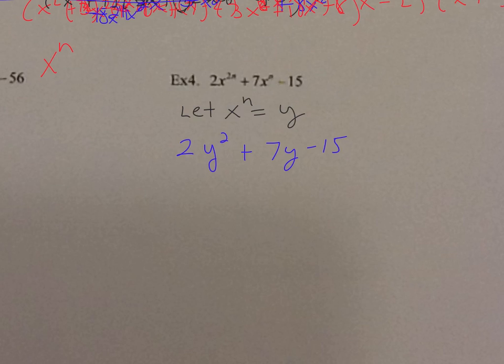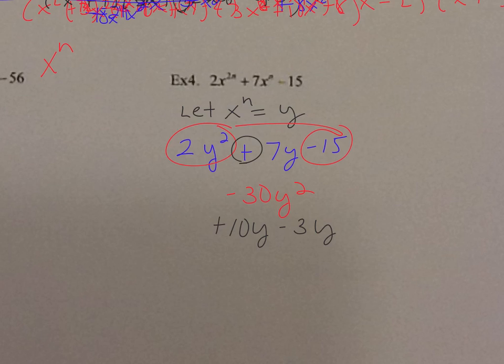Now we're going to factor. Master product. Multiply the first times the last. I get negative 30y squared. So now what multiplies to 30 and subtracts to 7 would be 10 and 3. So it'll be 10y and 3y. They get different signs. The larger number will get the middle sign here. So it'll be positive 10, negative 3. I get 2y squared plus 7y minus 15.